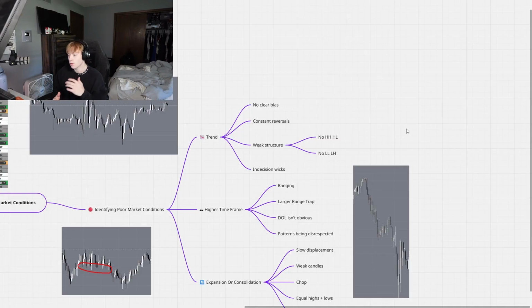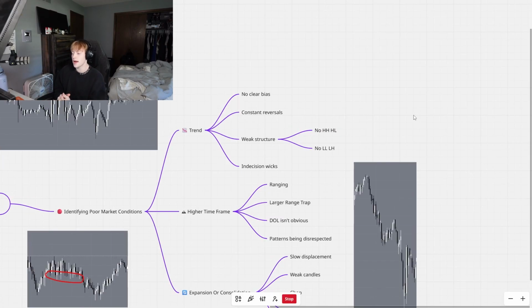And so the first one, are we trending? Now, I don't usually have a bias when I am trading. However, I can usually determine which direction we are going based on how we are looking pre-market. But if I can't do that, then there is no clear bias and no clear direction on where the market wants to go. We are constantly reversing, again, not expanding. We have weak structure, so higher highs and higher lows are not being respected, as well as lower lows and lower highs, and indecisive wicks. These are all clear signs that we are not in a trend.